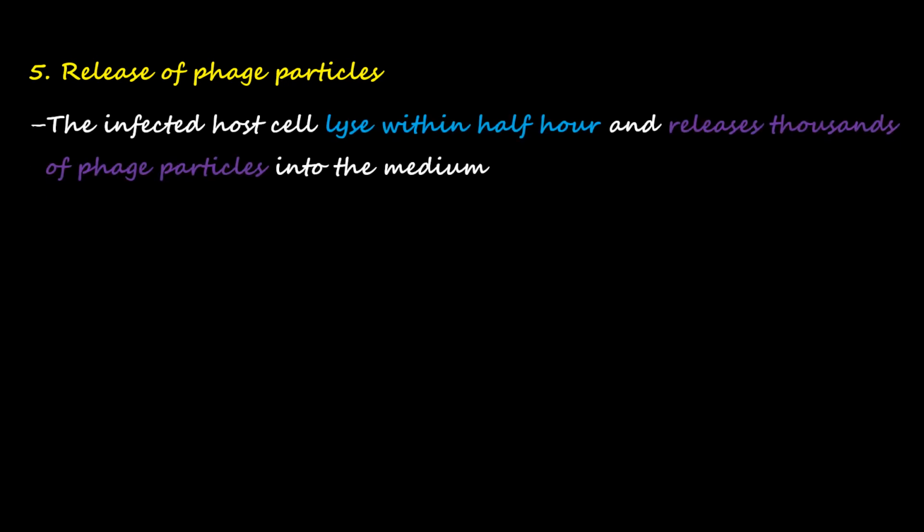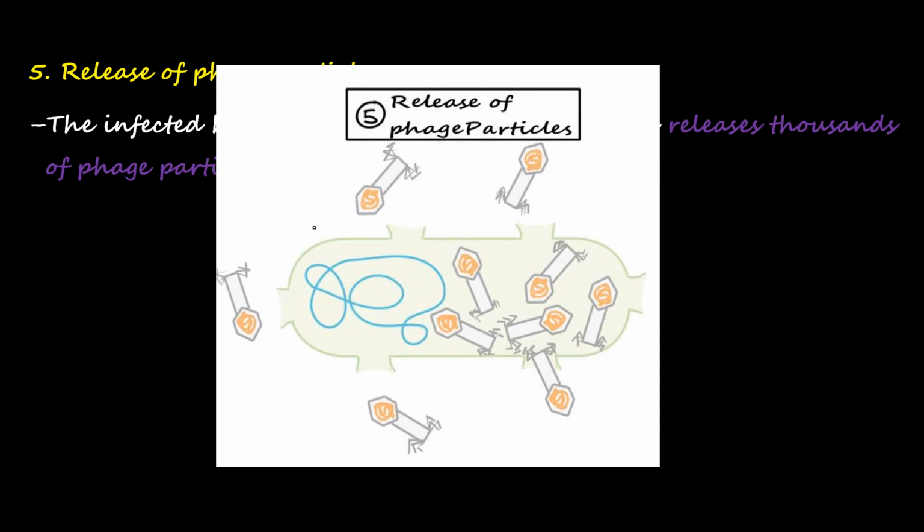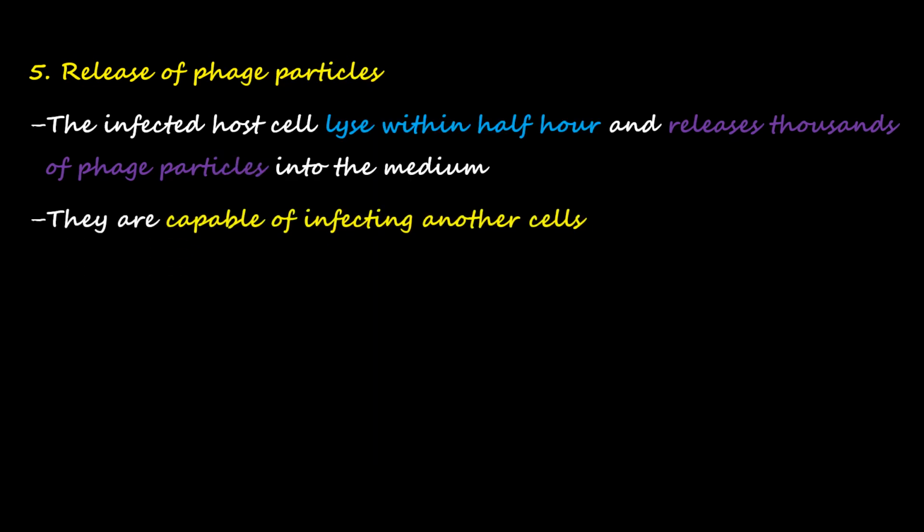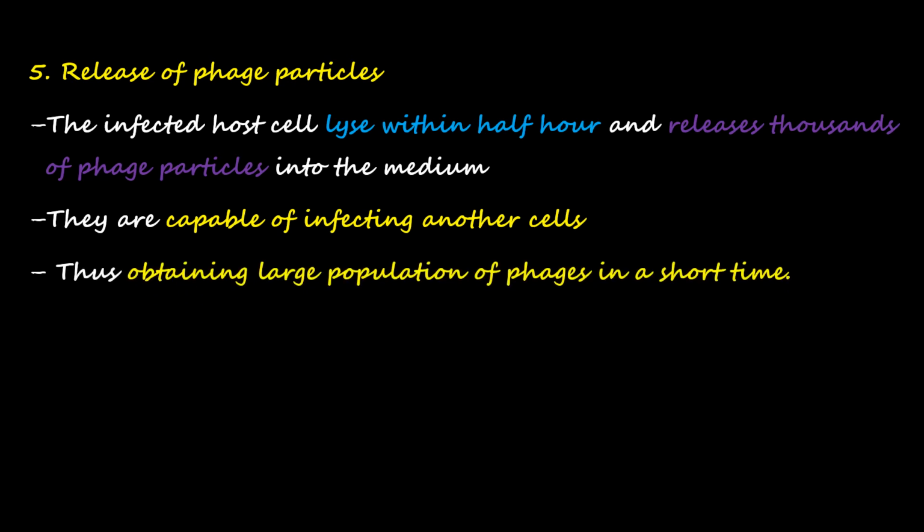Finally, the release of phage particles, that is due to the lysis of the bacterial cell and hence the name of the cycle, that is lytic cycle. So the infected host cell lyses within half an hour and releases thousands of phage particles into the medium. This is how lysis takes place and the bacteriophages are released. So this is the end of the lytic cycle. They are capable of infecting other cells now, thus obtaining a large population of phages in a short time through this cycle.